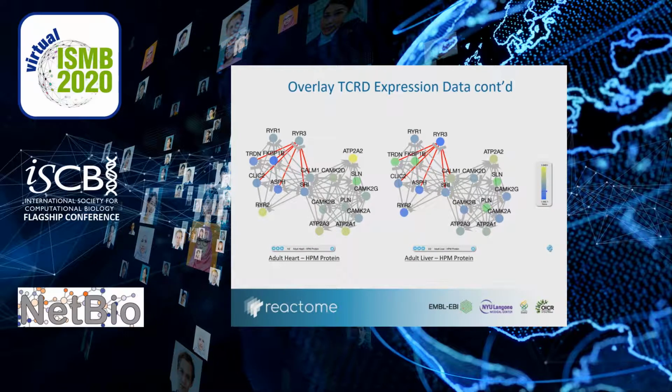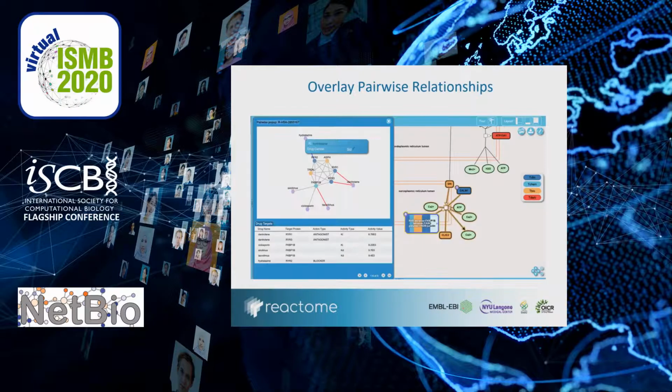Users can toggle to the simplified FI view, which shows clearly that RYR2 and 3 and several other proteins have higher protein expression in the heart than in the liver. And we've also implemented features to overlay pairwise relationships together with target development level information. And in this table, we can see the drugs that are known to interact with members of the RYR tetramer complex.